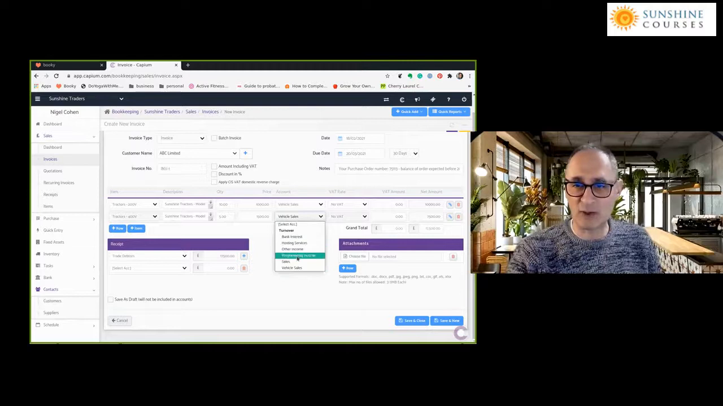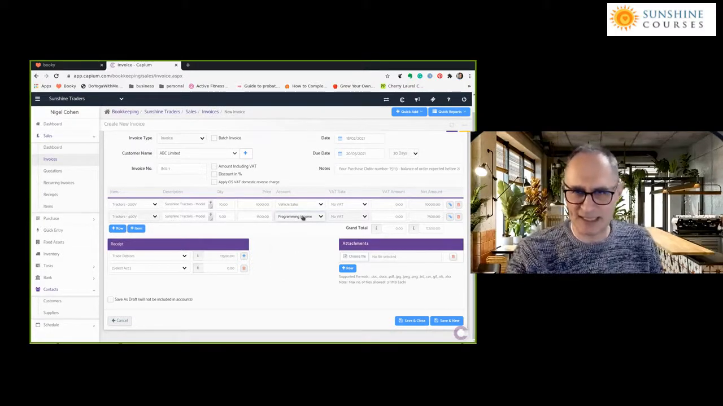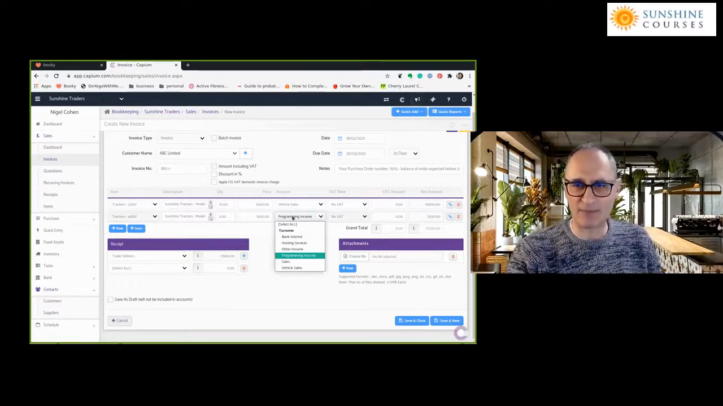I could just as easily call this programming income. Of course, it isn't in this example, but I could have done so. So again, we're debiting debtors, and I could be crediting vehicle sales for the sales bit and programming income for the programming bit. So again, what we're doing is we're categorizing each of the items as sales, and we've got a lot of flexibility. But now that I've done everything, I'm going to save it, and I'm now going to enter a separate second invoice. So save and new.